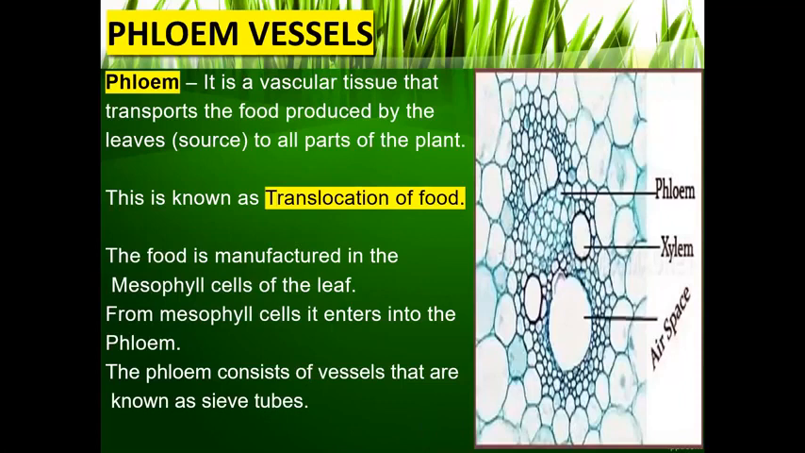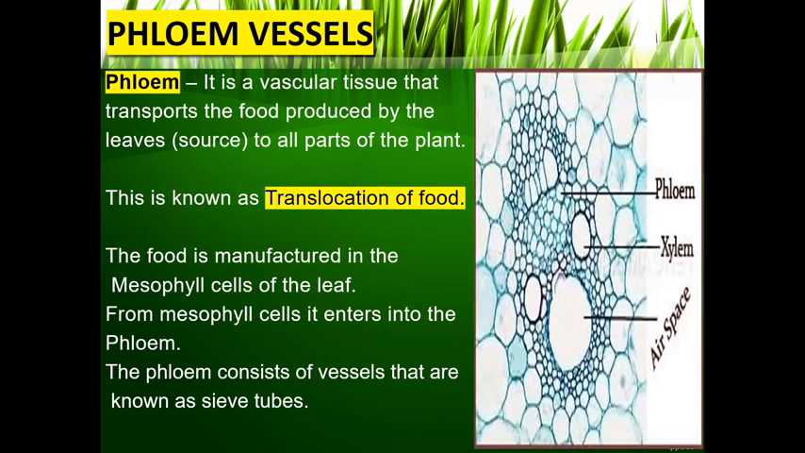Phloem vessels. The prepared food material is carried in a soluble form through another channel constituted by phloem, from the leaves to all the other parts of the plants. This is known as translocation of food, and it takes place in all directions, maybe upward, downward, and lateral.